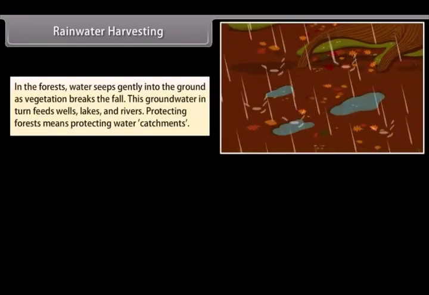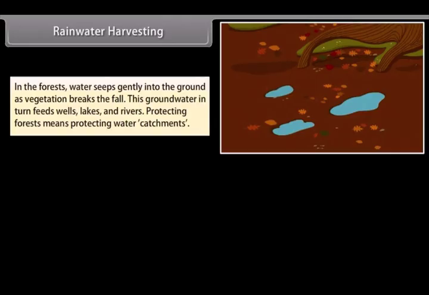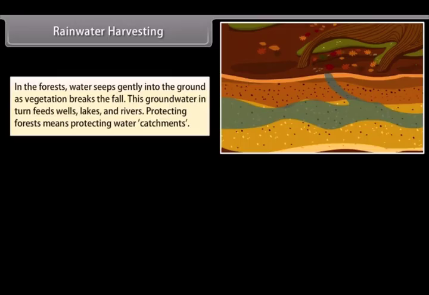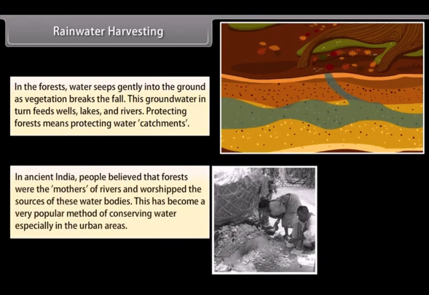In the forests, water seeps gently into the ground as vegetation breaks the fall. This groundwater in turn feeds wells, lakes and rivers. Protecting forests means protecting water catchments. In ancient India, people believed that forests were the mothers of rivers and worshipped the sources of these water bodies.